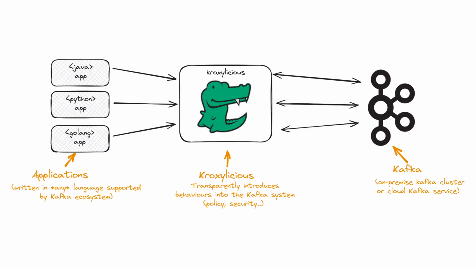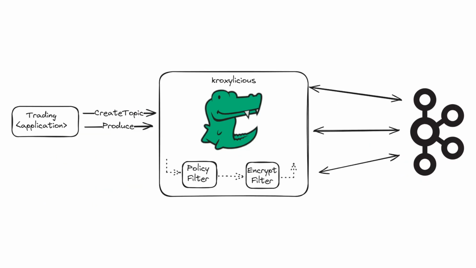Your clients and your Kafka cluster don't even know that Kroxylicious is there. There are no new libraries to install. It just works with any client and any Kafka deployment. So, how does this magic work? The magic is a concept we call filters.